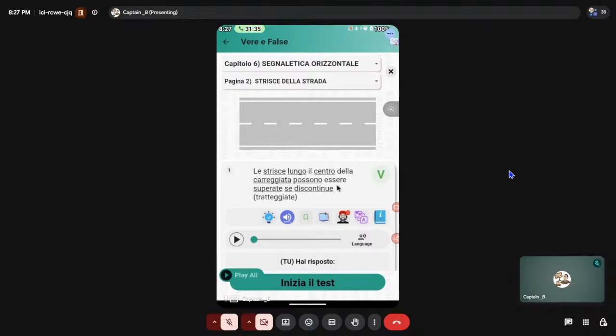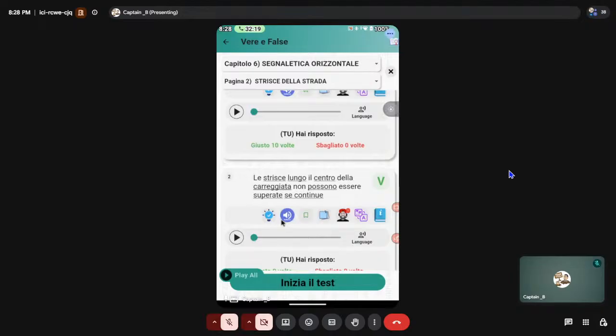Possono essere, it can be. Superate, meaning you can overpass it, if it is discontinuous, meaning if it is tratteggiate. The other name for discontinuous is tratteggiate, meaning breaking, just as we can see here. So he's saying that we can overpass the line if it's discontinuous. Yes, it is possible. And the answer is vero.